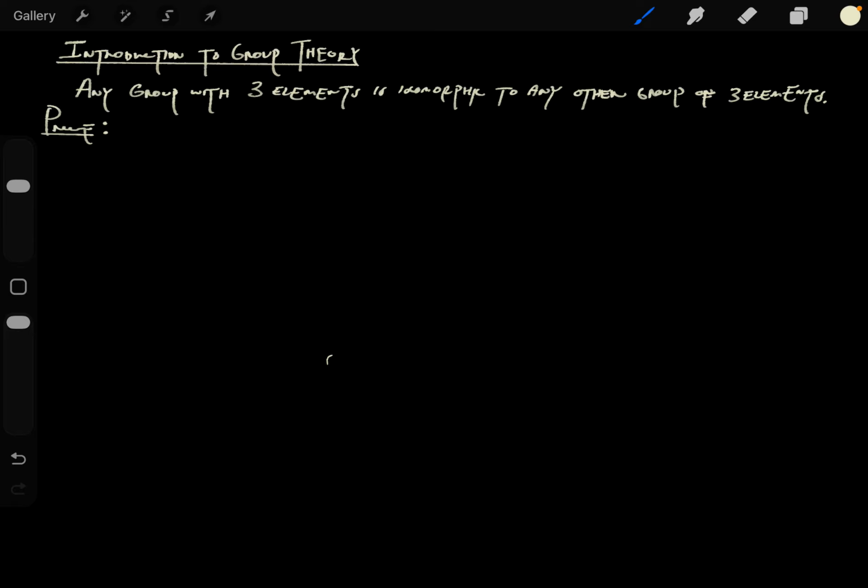Okay, so as an introduction to group theory, we're going to go over a basic idea. If we have some group, let's say G1, with three elements, say A, B, and let's say C to make it interesting. And we have another group, G2, with alpha, beta, and gamma.